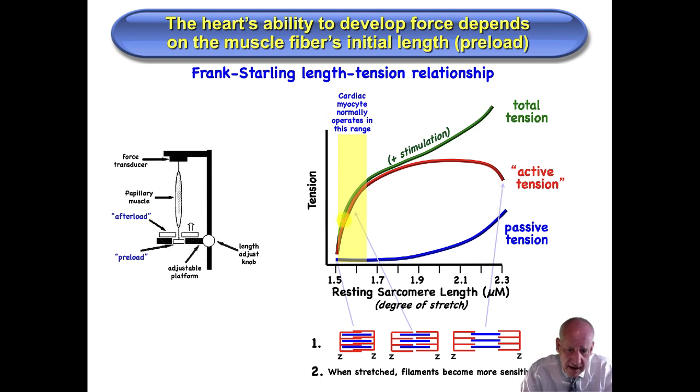Second, when the fibers are stretched, the thin actin filaments somehow become more sensitive to a given level of calcium. So more cross bridges can form at a given concentration of calcium, probably because the affinity of troponin C for calcium is somehow enhanced by muscle stretching. And as a result of these two phenomena, stretching the muscle results in a stronger contraction. Again, when overstretched, the muscle contracts with less force, probably because overstretching reduces the necessary overlap between the myofilaments.